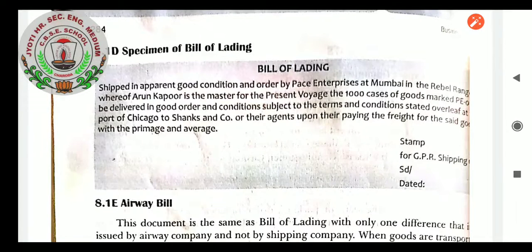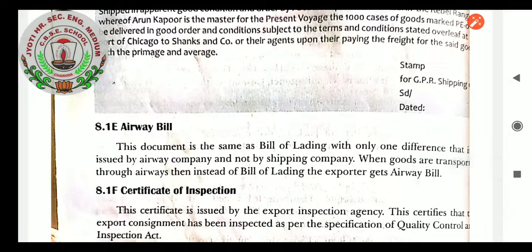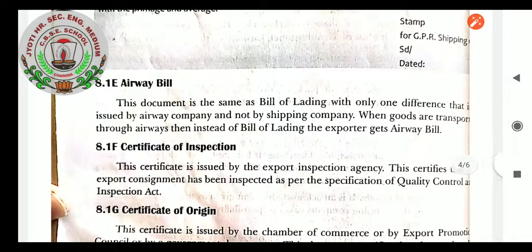Now the next, airway bill. When we talk about the airway bill, this document is the same as the bill of lading with only one difference: it is issued by an airway company and not by a shipping company. When goods are transported through airways, then instead of a bill of lading, the exporter gets an airway bill. That is the difference between the airway bill and the railway receipt.